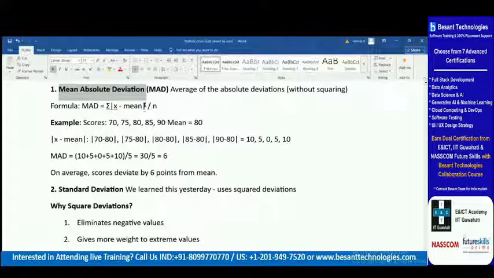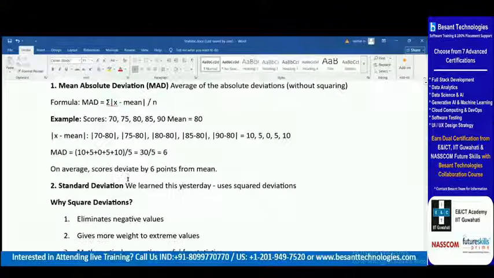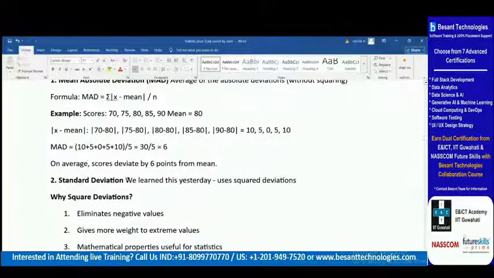So for that, we'll just take the absolute values: 70 minus 80, 75 minus 80, 80 minus 80, 85 minus 80, 90 minus 80. All together, we take the absolute value, and these are all my absolute values. Taking the summation of all, divided by the total number of values, which is 5: 30 divided by 5 is equal to 6. So on average, the scores deviate by 6 points away from the mean.